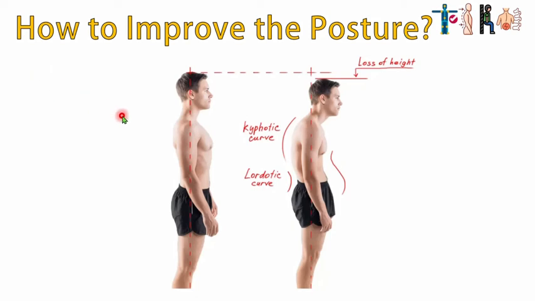Just like this one, you can observe by viewing your posture in the mirror. If you have this kind of posture, you have a good posture. But if you have this kind, it is an indicator that you have a poor posture. So you need to do something, and I will discuss it with you later on.